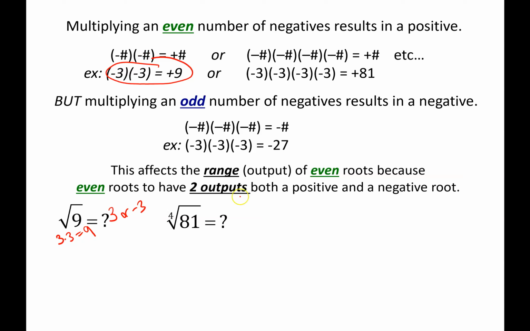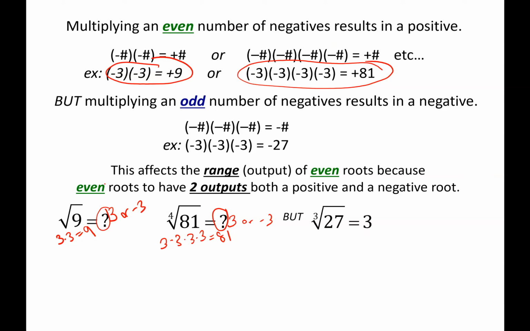And same here, fourth root of 81, I don't know, is that 3 or is that -3? I'm not sure, big fat question mark, because I know that 3 times 3 times 3 times 3 equals 81, and so does -3 times -3 times -3 times -3. So even roots have this dilemma, like which one do I choose?